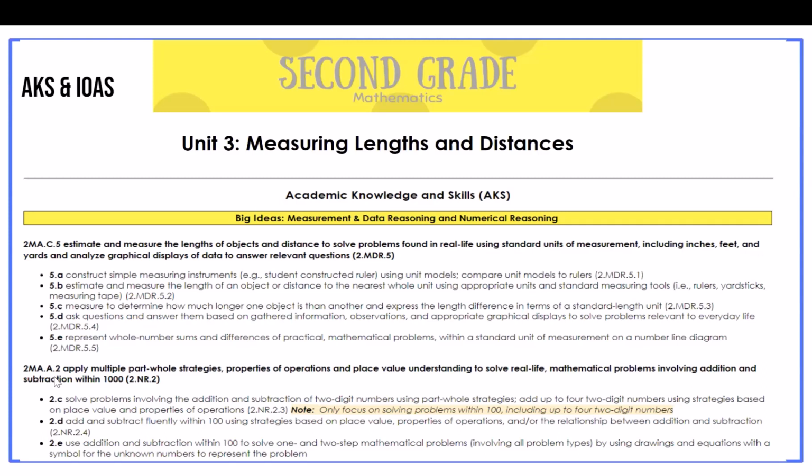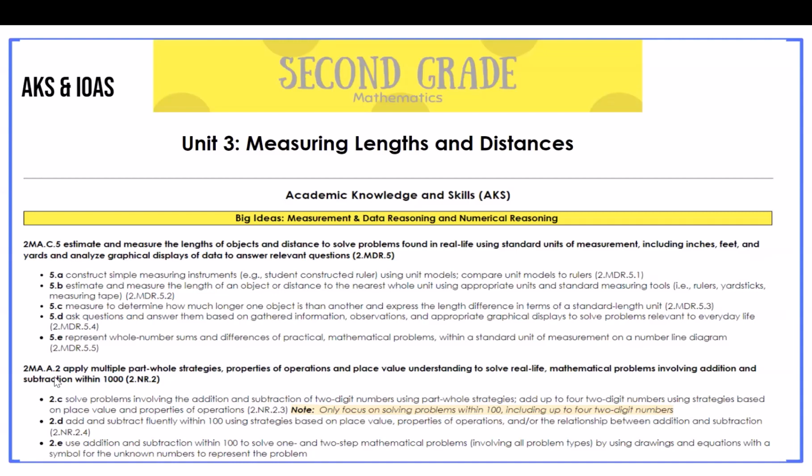Let's take a closer look at the IOAs that will allow students to demonstrate mastery of AKS 2. In IOA 2C, students will continue to solve authentic mathematical problems involving addition and subtraction of two-digit numbers. However, in Unit 3, students will also add up to 3 two-digit numbers using strategies based on place value and properties of operations. The focus will be on solving problems within 100.